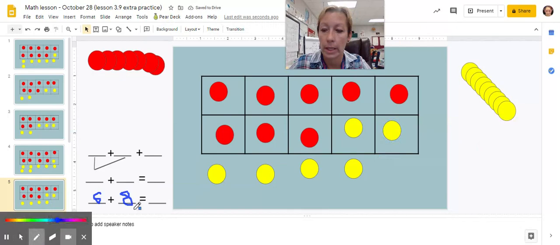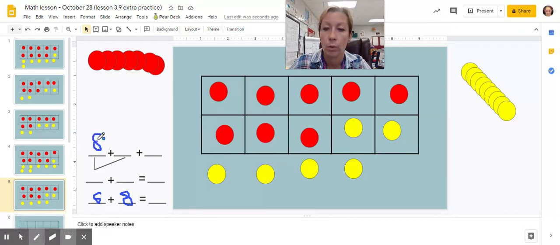And let's write our addends now. We started with 8. We moved 2. And how many are left on the outside? 4. 8 and 2 are friends of 10. That's how you made your friends of 10 here. And don't forget that 4. Now make the 0 disappear. What do you get? 14. So 6 plus 8 is 14.